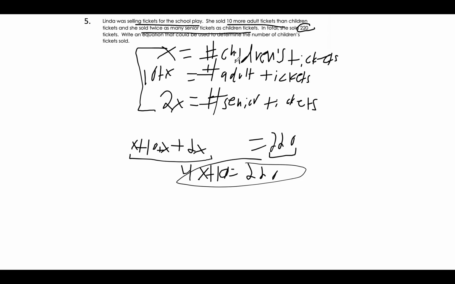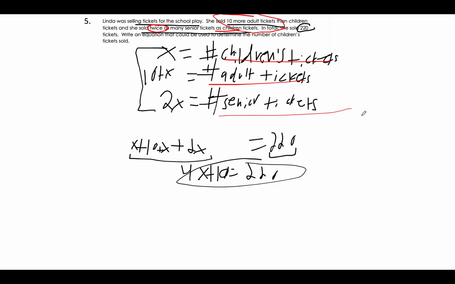So we're going to set x equal to the number of children's tickets that were sold, and 10 plus x is going to be the number of adult tickets, because we're told that she sold 10 more adult tickets than children's tickets. To find the number of senior tickets, we're going to multiply x by 2 because it says she sold twice as many senior tickets as children's tickets. So x is children's tickets, 10 plus x is adult tickets, and 2x is the number of senior tickets.